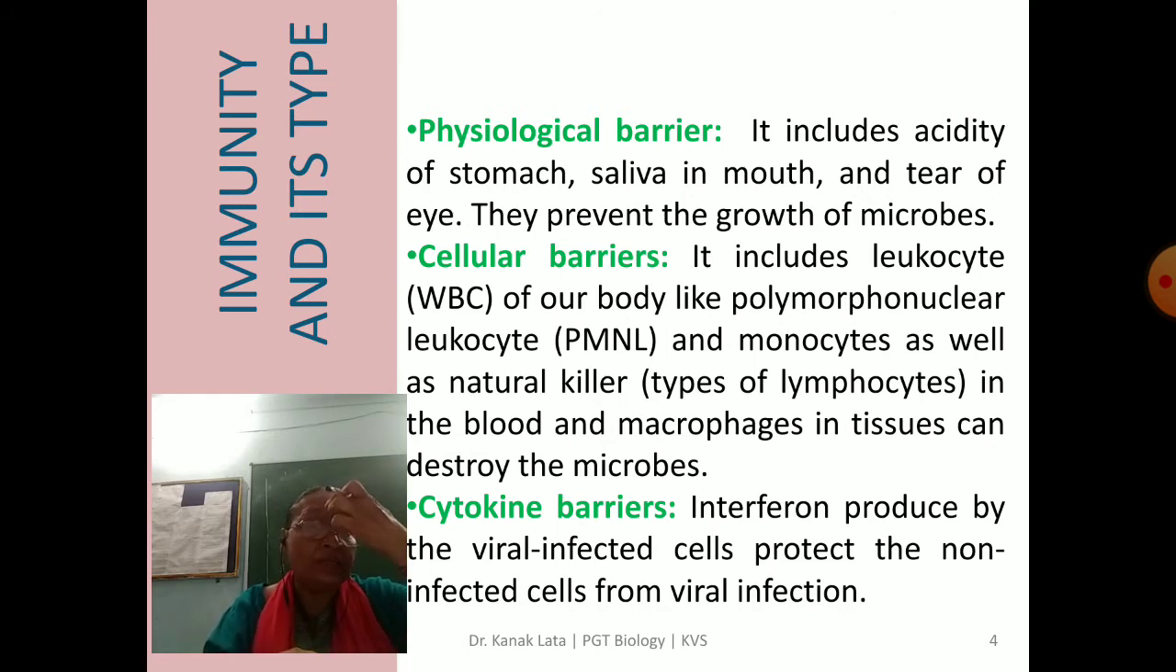Another barrier is the cytokine barrier. In this case, when a cell gets infected by a virus, the virus infected cell secretes a protein called interferon. This interferon is responsible for protecting non-infected cells. So interferon is produced by virus infected cells, and that is helpful in protecting the non-infected cells from viral infection. So this is all about innate immunity.